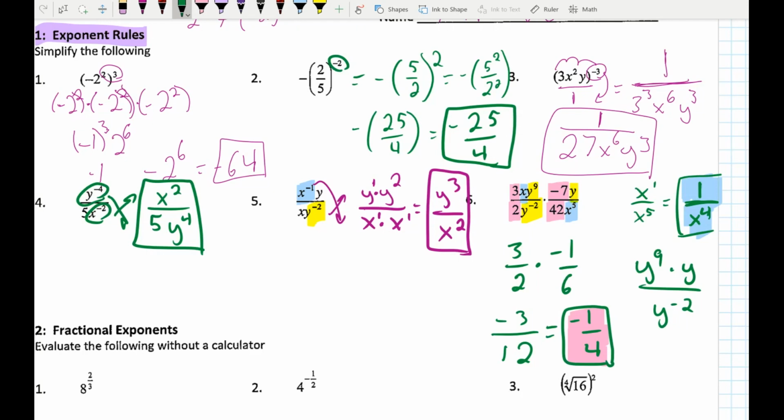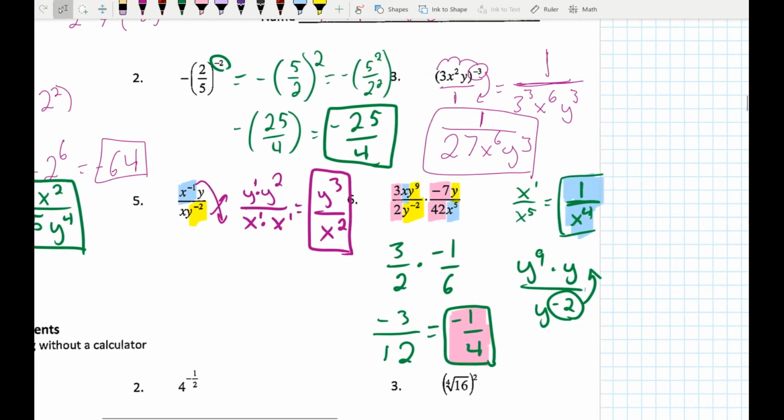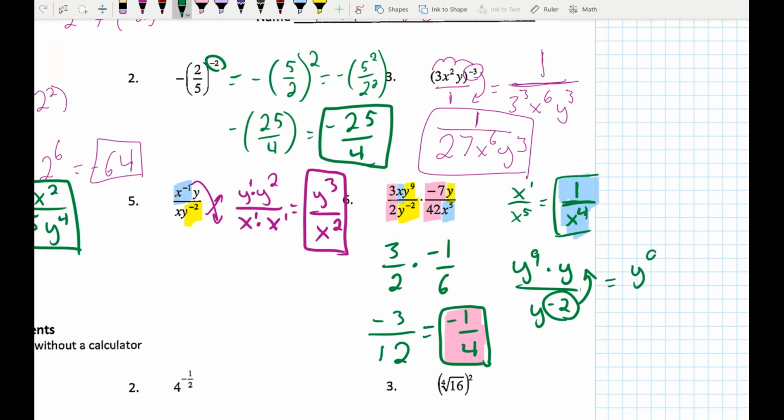Sorry, I'm jumping all over the place. Same as if we flip forward. So I'm going to go ahead and put that on top. And that's going to give me y to the 9th times y squared. That's a 2. My handwriting's really bad.